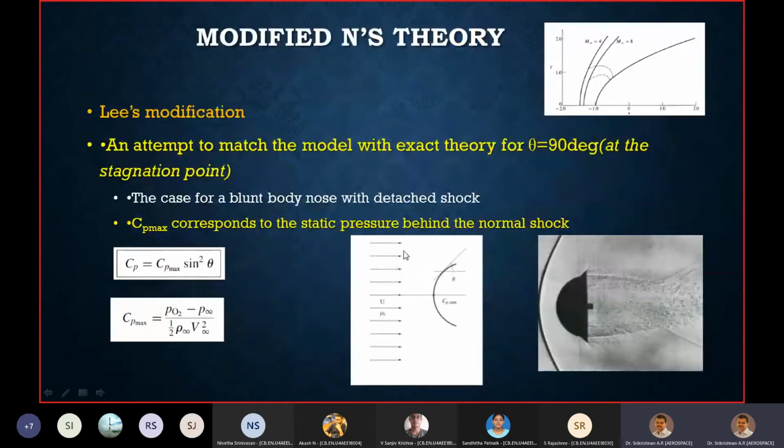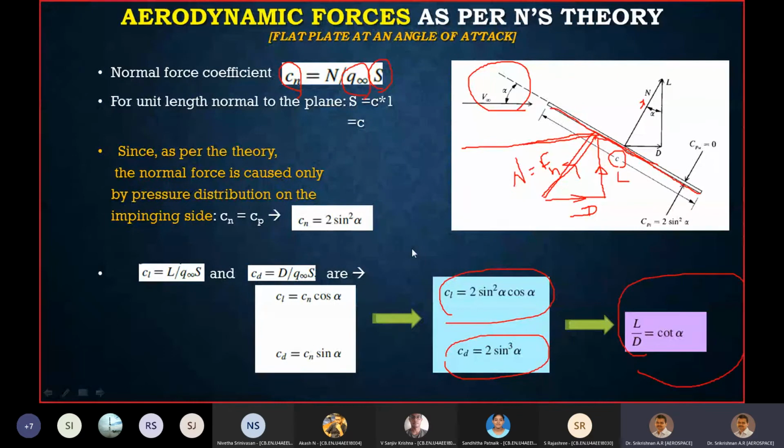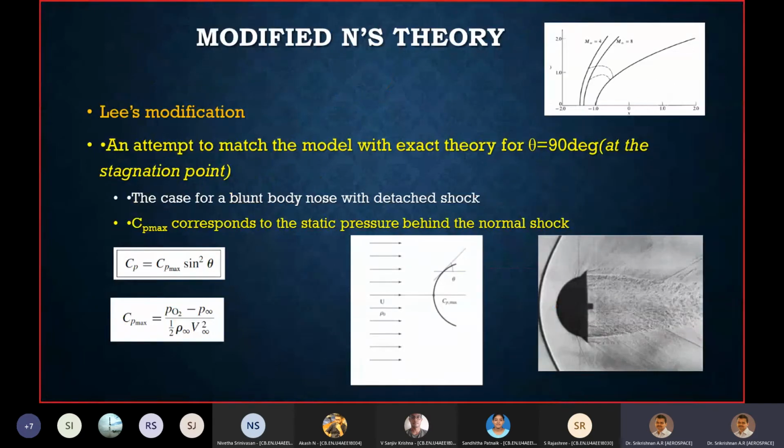Now let's see how this is being utilized, or rather before that, I'll just go to Lee's modification also, and then we'll see how it is applied. Newton's theory has been modified by Lester Lee. I've seen this paper, a fairly old paper actually, but he proposed a way to more accurately represent the pressure distribution. It's a small modification and it's quite intuitive also. I'll try to explain that.